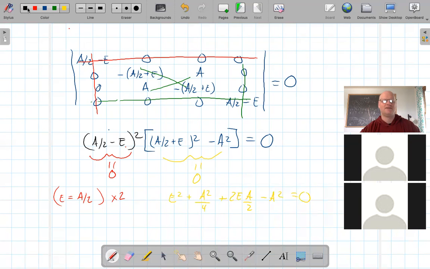Good. So let's look at this. What's going to happen from here? This 2 is going to cancel this 2. And then here I'm going to get a squared over 4 minus a squared. So this is actually going to give me e squared plus e times a minus 3/4 a squared.